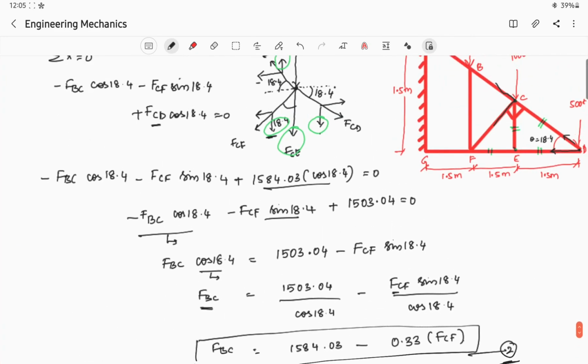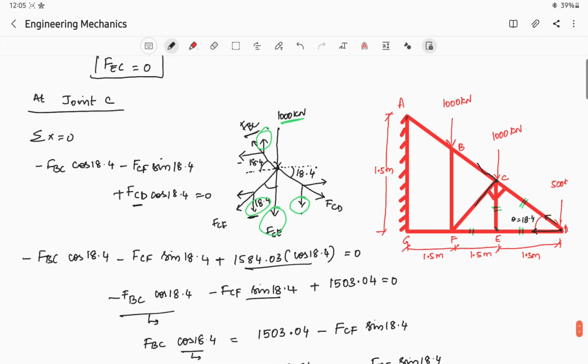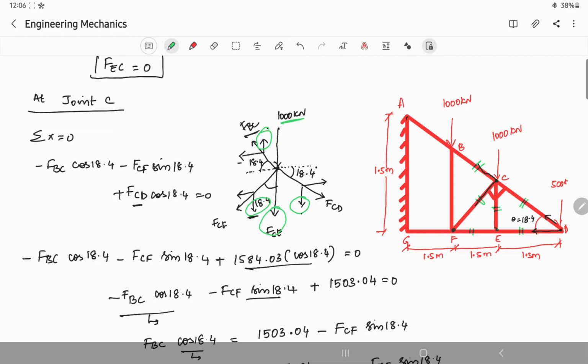Now how many forces have we calculated so far? Force in member BC we have calculated, force in member CF also we have calculated. Now which joint shall we go for? Either we can go for joint F. If you go for joint F, we know these two forces, this one and this one. We have to calculate only this force and this force.